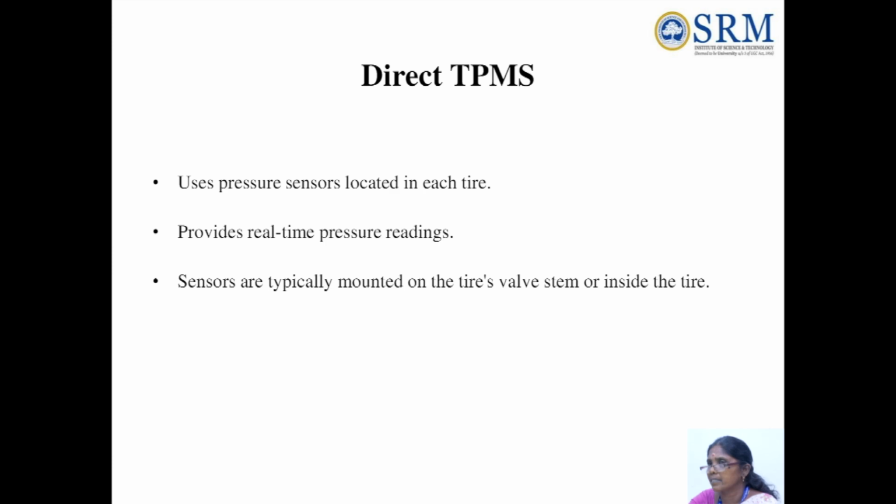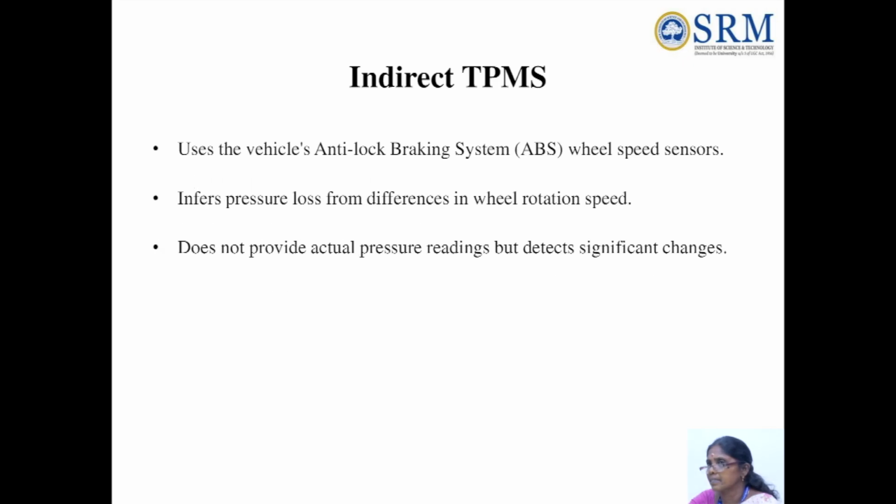Direct tire pressure monitoring systems use a pressure sensor located in each tire, which provides real-time pressure readings. Sensors are typically mounted on the tire's valve stem or inside the tire. Indirect tire pressure monitoring systems use the vehicle's anti-lock braking system wheel speed sensors. It infers the pressure loss from differences in wheel rotation speed. It does not provide actual pressure readings but detects significant changes.